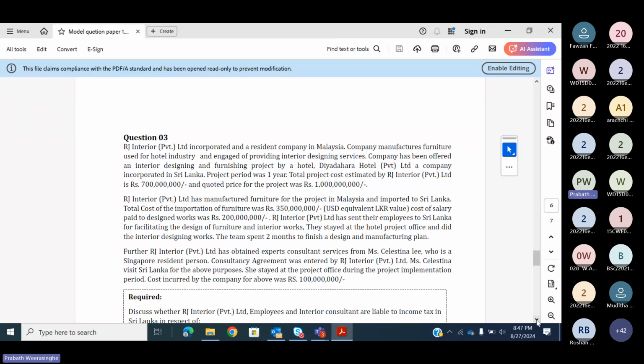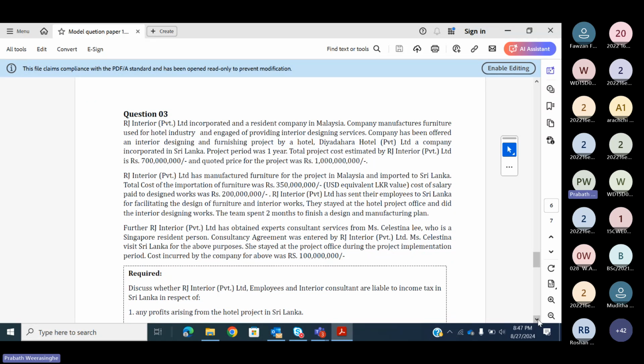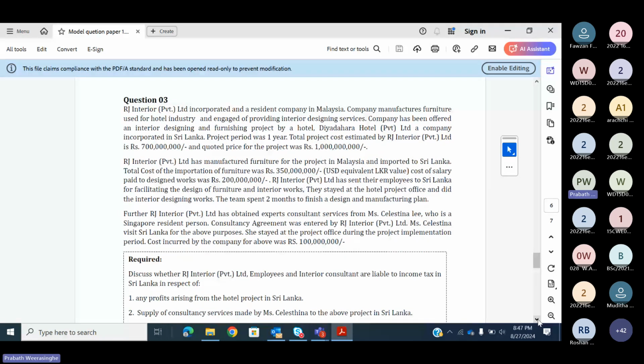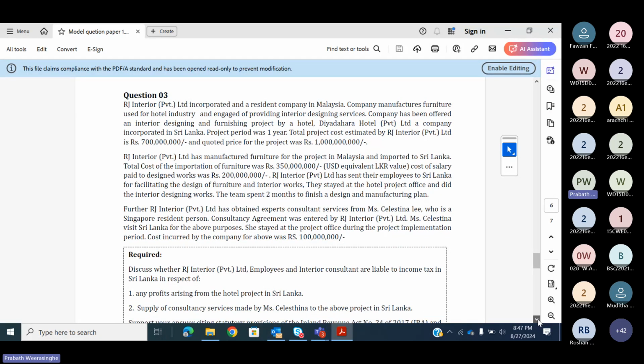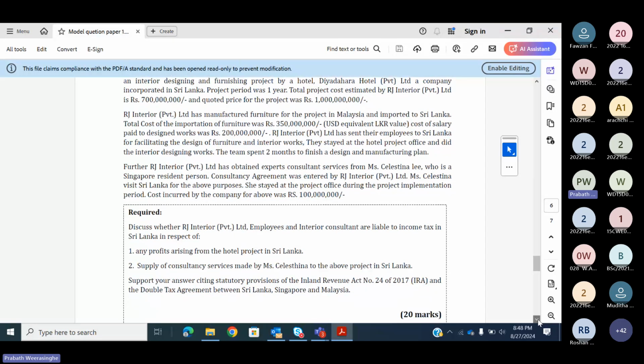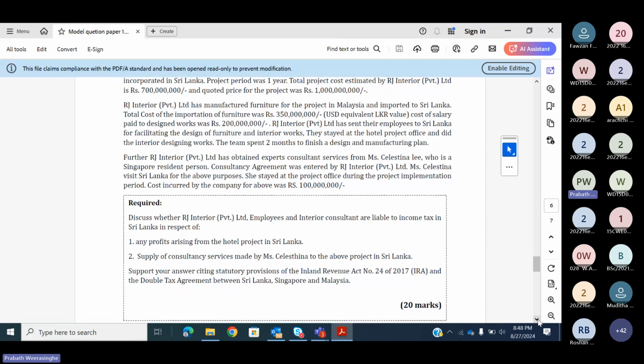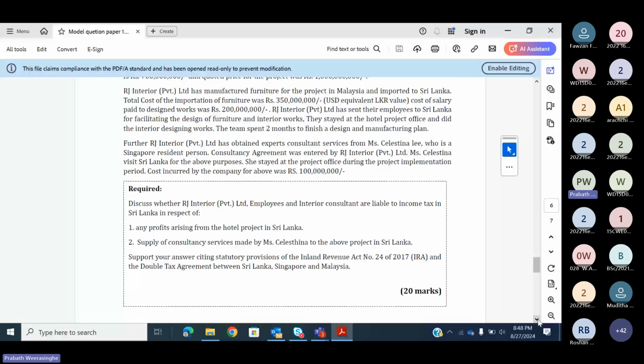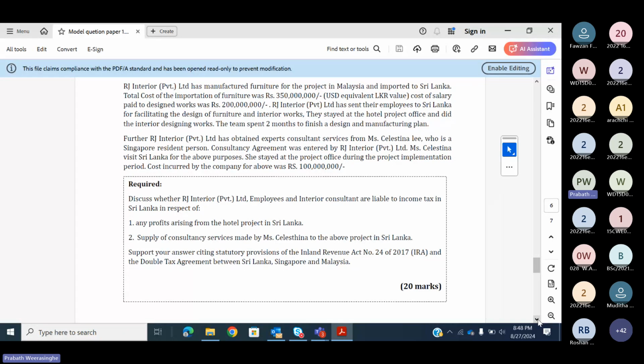As per the question, it says to discuss whether the RG Interior Private Limited employee and interior consultant are liable for income tax in Sri Lanka in respect of any profit arising from the hotel project, where supply of consultant service is made by Celestina to the above project in Sri Lanka. So that is as per the relevant double tax agreement. You have to read and apply. So it's not asking what the tax liability is, or whether liable or not. So the first thing is you have to decide.